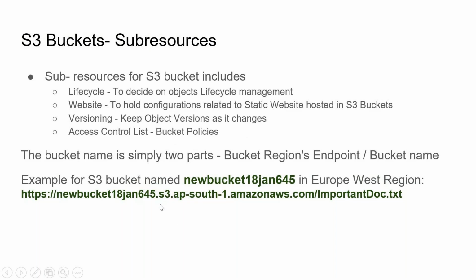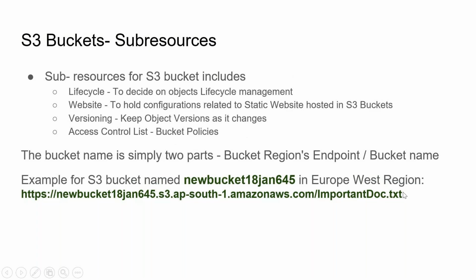S3 is the category name, and then the region name. It's the Mumbai region, of course. Here I'm saying Europe region, but ignore it. Here it's the Mumbai region, and then the website name slash our file name, the file which I have uploaded into the bucket. First I will create the bucket. In that bucket, I will upload a file called important doc.txt, some text file I uploaded.